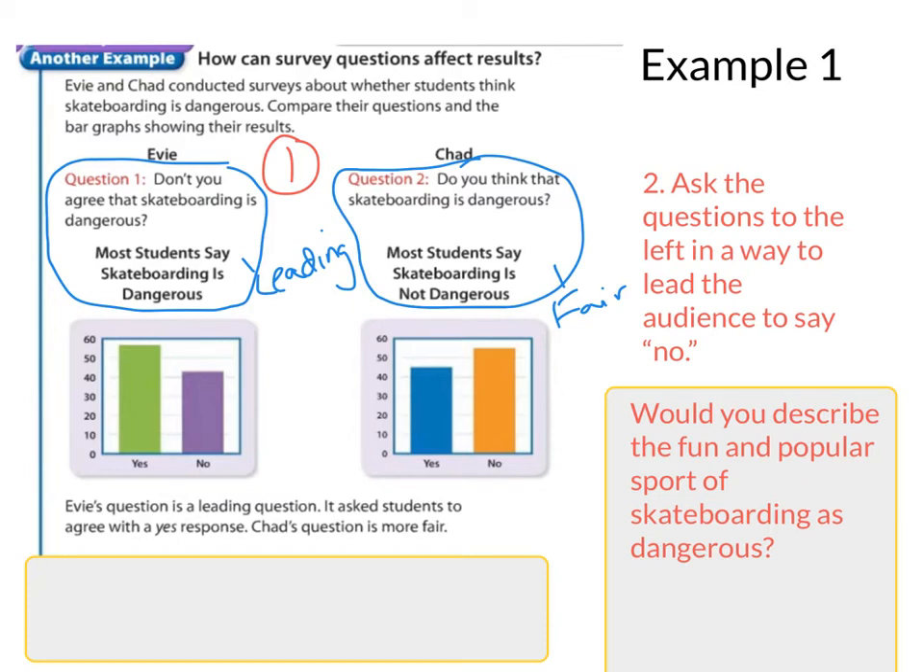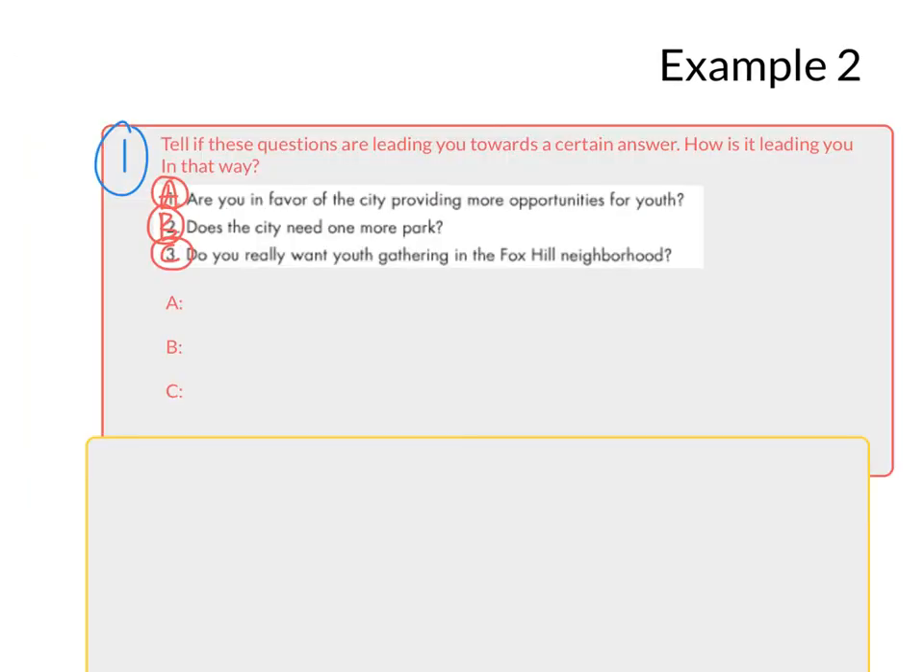We're going to move on to example 2 in 3, 2, 1. For example 2, please read these questions and tell if they are leading you towards a certain answer, and how is it leading you in that way? What words make you think certain things? Now come back for example 2 answer for A, B, and C after you've answered them in 3, 2, 1.